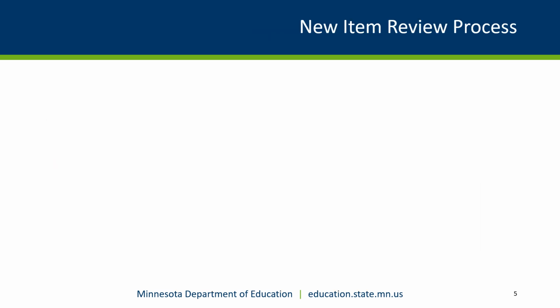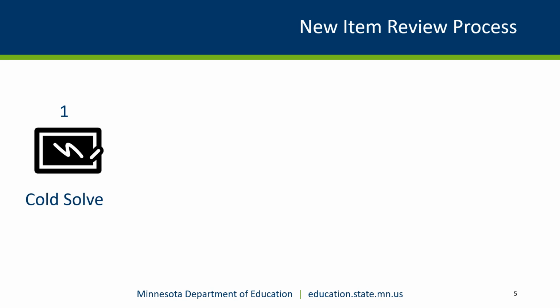Our new item review process. First, you'll cold solve the items, meaning you're not looking at what the correct answer is, taking the item as a student would. You're going to verify that the key is correct. Check the scoring to make sure it gets a 1 for a correct answer and a 0 for an incorrect answer.